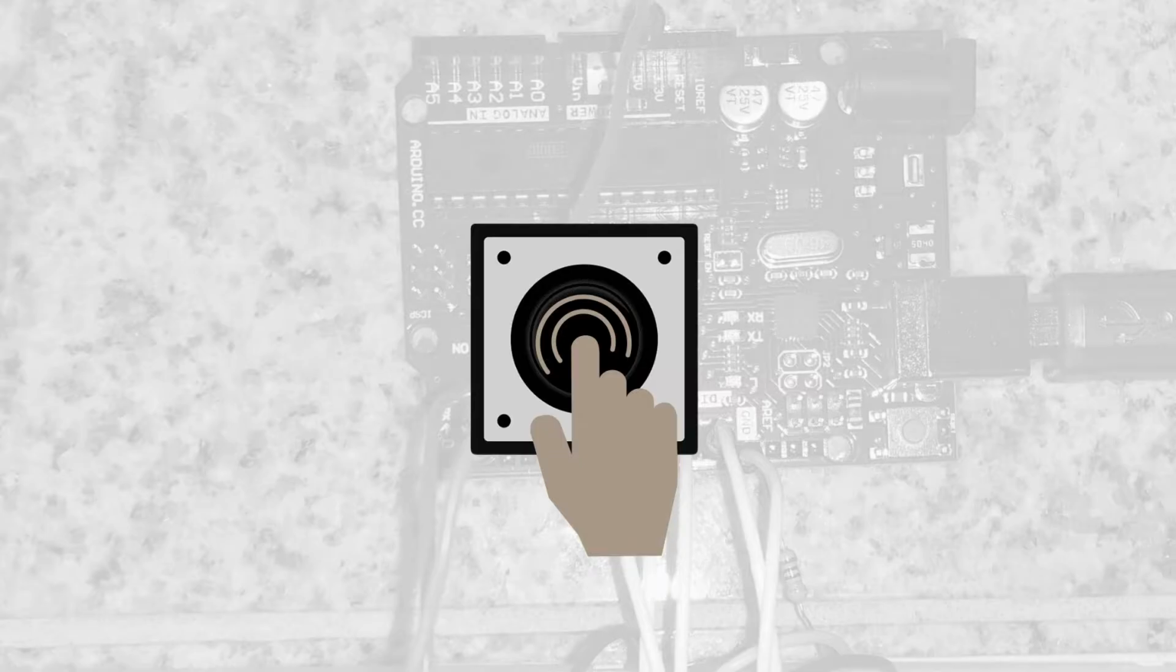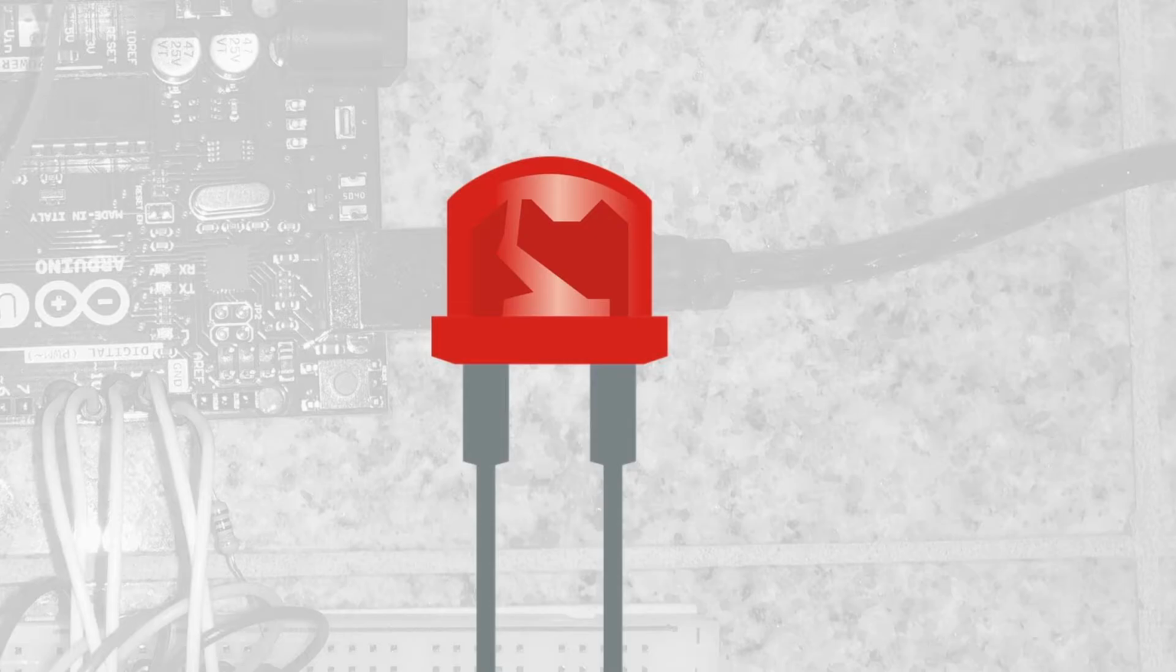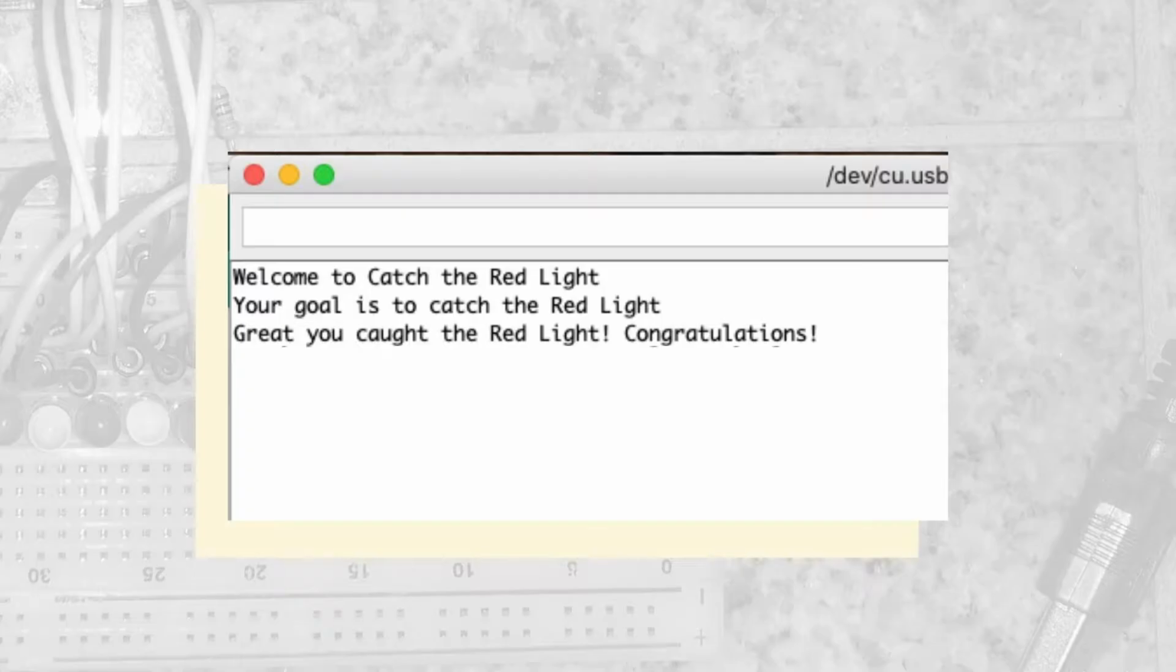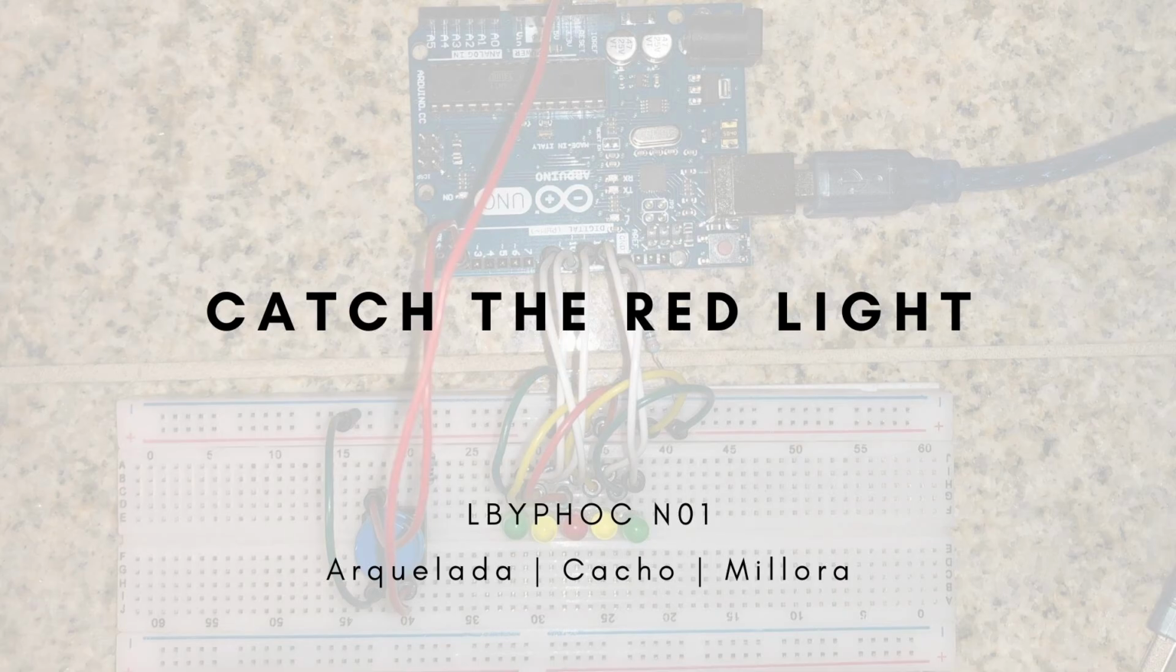When the player presses the push button while the red LED is lit up, the serial monitor will read, "Great, you caught the red light. Congratulations," signaling that the player wins and the game ends and a new round starts. This is how the program will run.